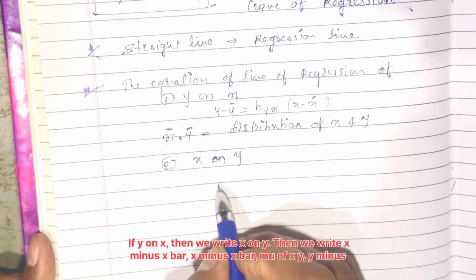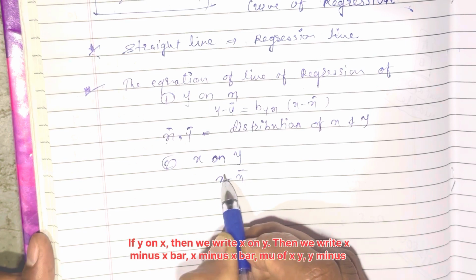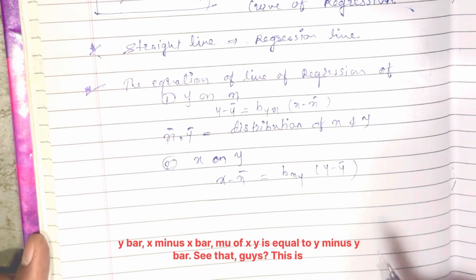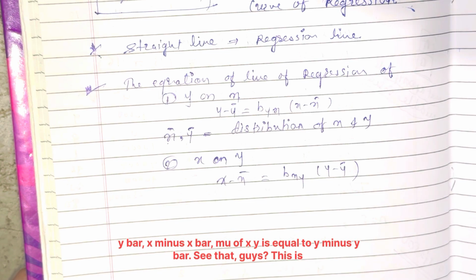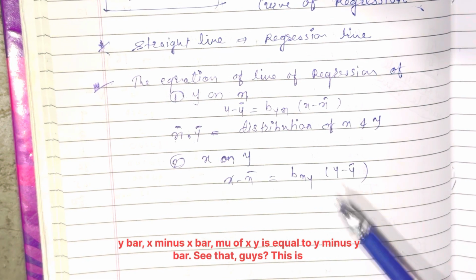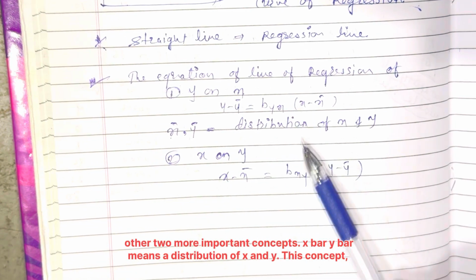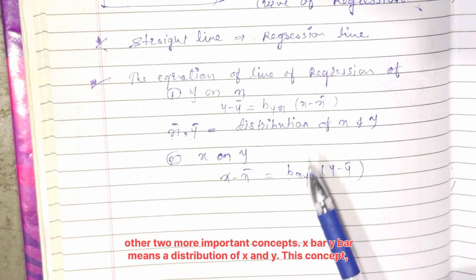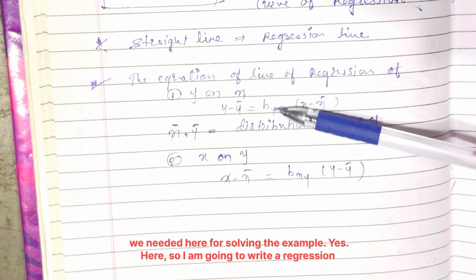Then we write x minus x bar, b of xy, is equal to y minus y bar. See that, guys, these are the two more important concepts. X bar, y bar mean the distribution of x and y. We need this concept here for solving the examples.